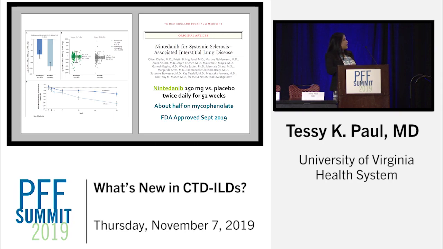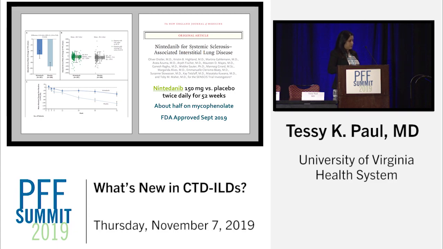So I think the most exciting out of these 3 probably is the one from the SENSCIS group. So this looked at nintedanib for systemic sclerosis ILD, scleroderma ILD, and they used nintedanib 150 BID versus placebo over 52 weeks. That's the same dose they used in IPF. And these are patients with fibrotic ILD. They had to have at least 10% fibrosis on their CT. Their FVC were over 40, and DLCO over about 30 to 80 or so.